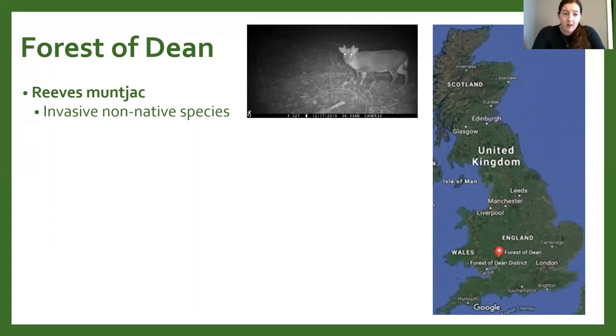So it has some invasive non-native species, such as the Reeves muntjac. While they're a very small, cute and fluffy deer, they're not native to this country, and we actually have very little data on their distribution. So it's always important to understand how non-native species might be fitting into our ecosystem.